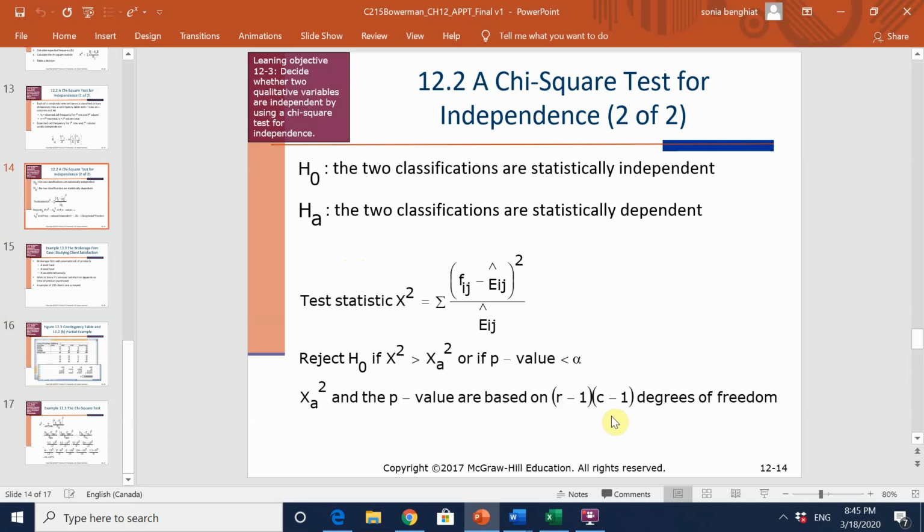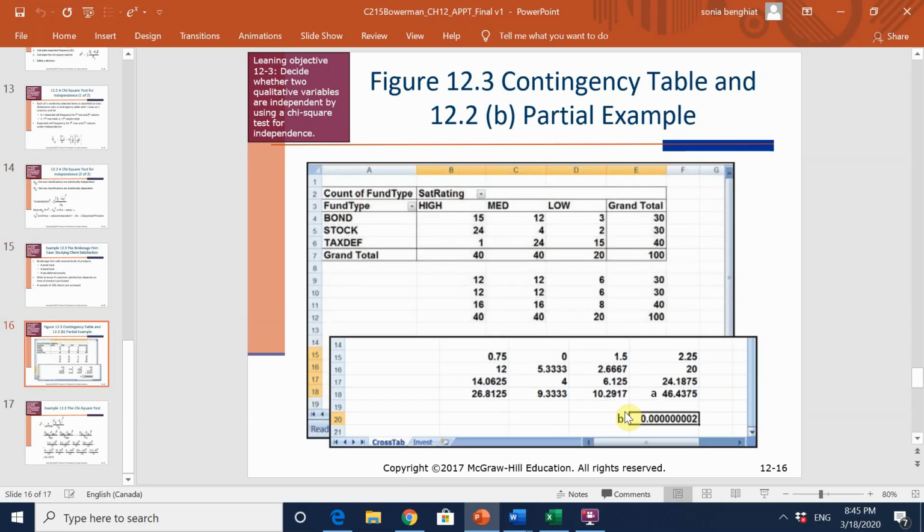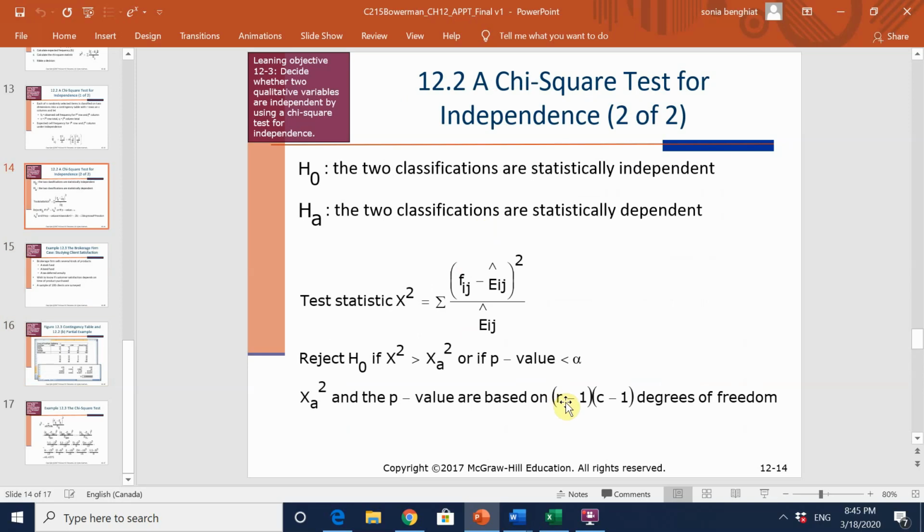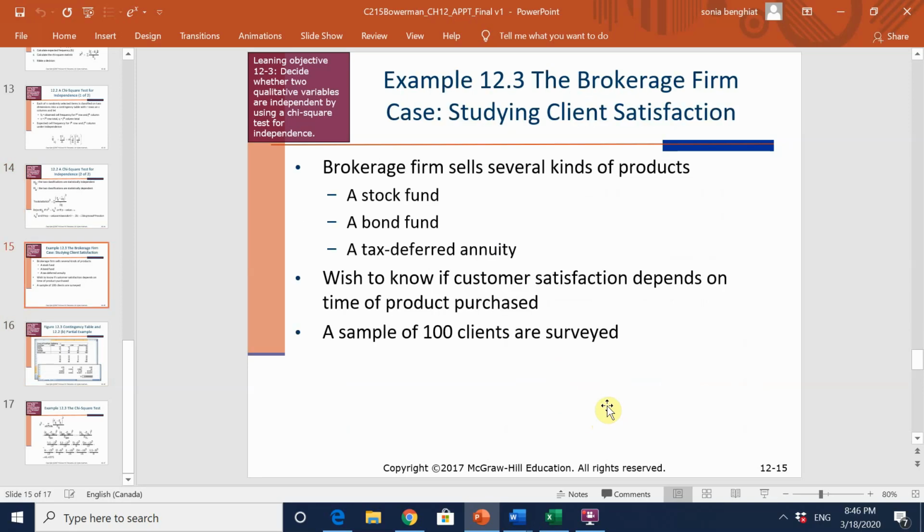So that would be 2, and you multiply that by the number of categories that you've got in your second variable minus 1. So that's number of columns minus 1. Looking again at my contingency table, I see that for my second variable here, I've got 3 categories. That's 3 columns minus 1 gives me 2. And so here I've got 2 times 2 degrees of freedom. Okay, so let's just continue over here.